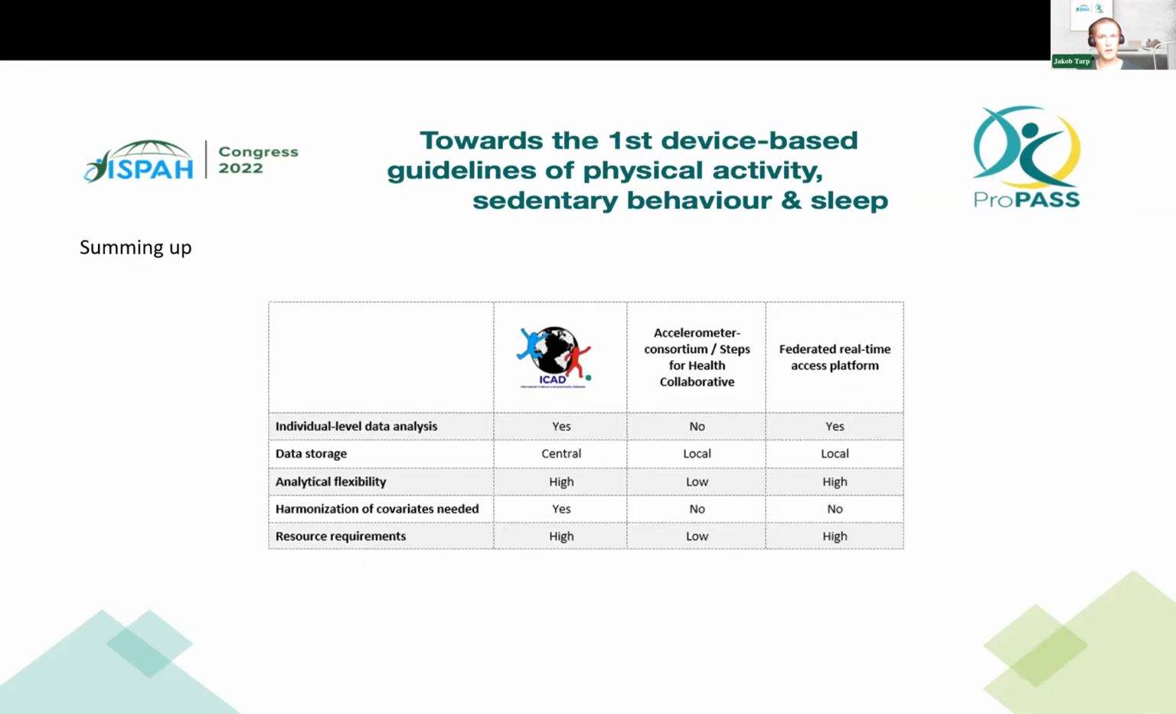So I'm ending with this slide, just summing up the main differences between the ICAT approach, the individual participant dataset, the accelerometer consortium steps approach based on summary level data, and then the federated real-time access platform demonstrated by Sebastian Chastain, and also which ProPASS is working on developing.